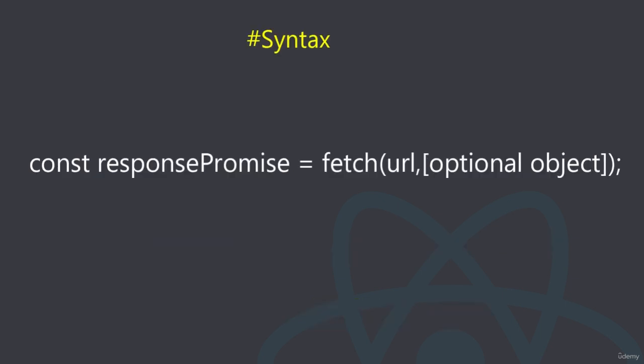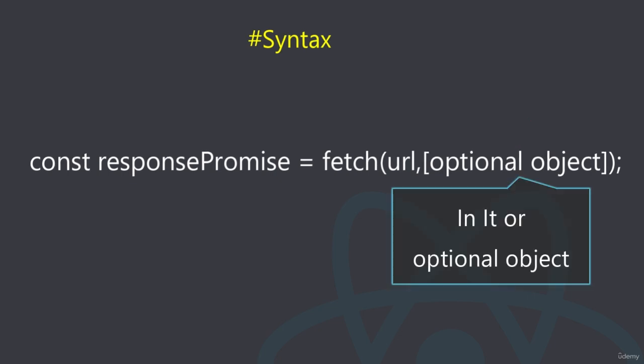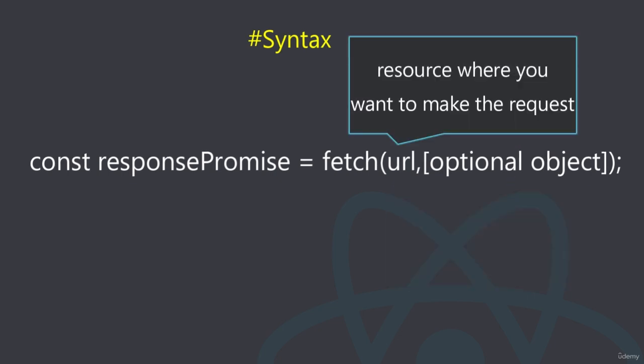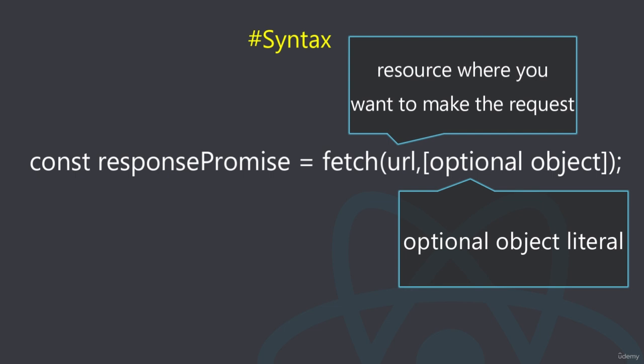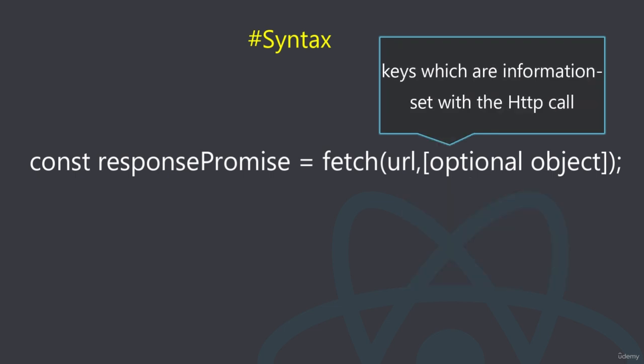For example, you have const response promise is equal to fetch. This is the API. The first parameter is the URL, which is not optional, and the second one is optional. We call that init, or the optional object. The first parameter URL is nothing but the resource where you want to make the request. The second parameter is an optional object literal, and if not given, by default the Fetch API will make a GET request. This optional object can have various keys which are information set with the HTTP call.